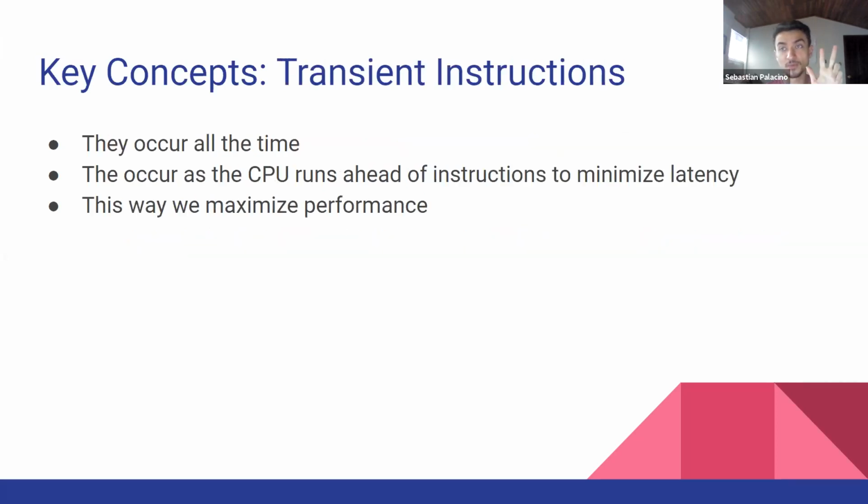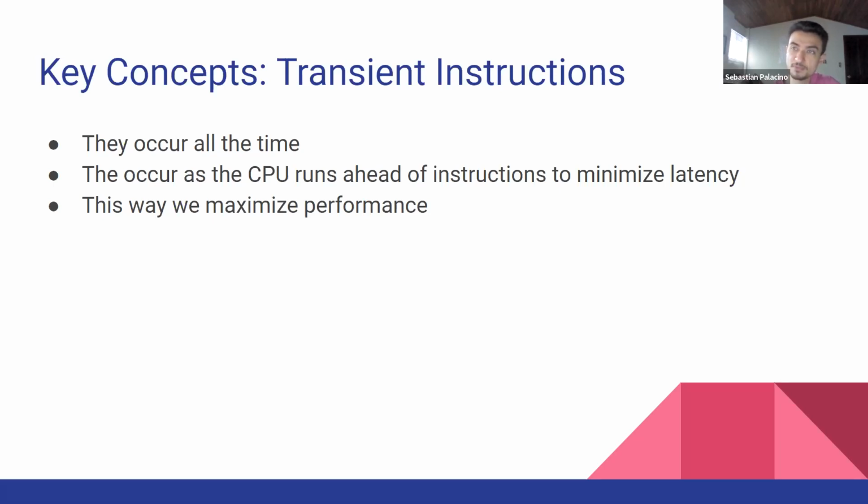So the third concept we must understand for Meltdown is transient instructions. The name itself explains actually quite well. However, transient instructions occur all the time, and they occur as the CPU runs ahead of instructions to minimize latency.